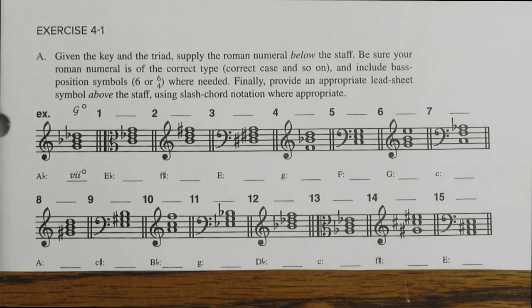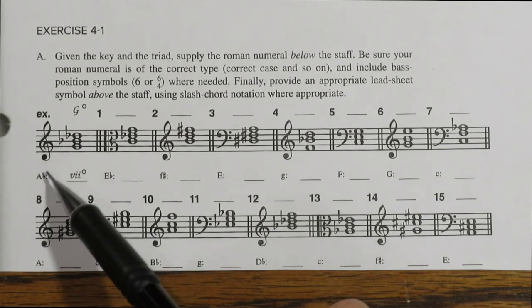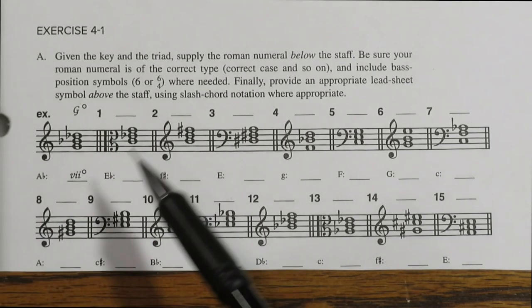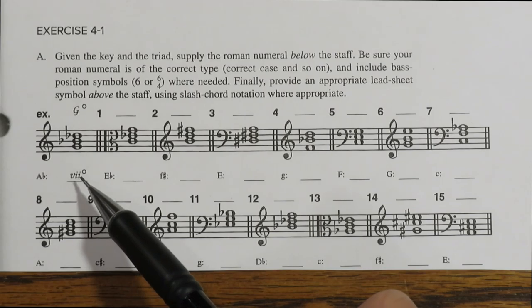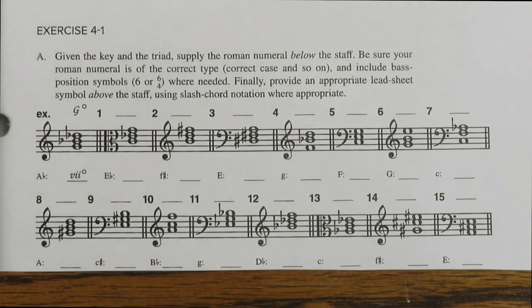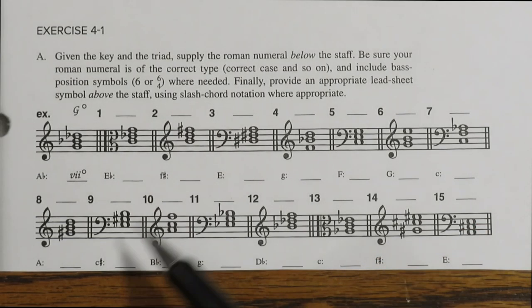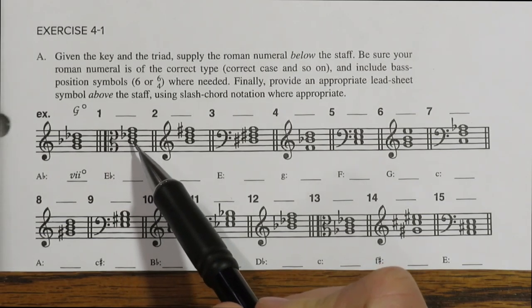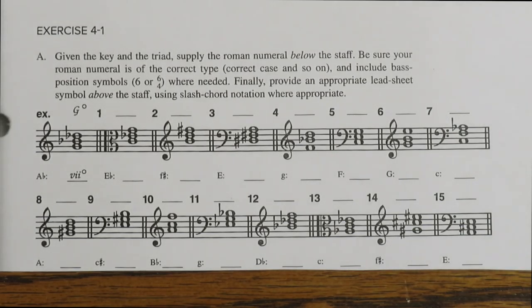Okay. So, as the example shows, we're given a triad, a clef and a key. So we have to determine the scale degree of that triad to find the Roman numeral and then the quality. And then we do the lead sheet above. So, with number one, I'm starting out in alto clef. So we know that the middle line is the C. So we have C, E flat, G. Okay, so hopefully you know by now that that is a C minor chord.